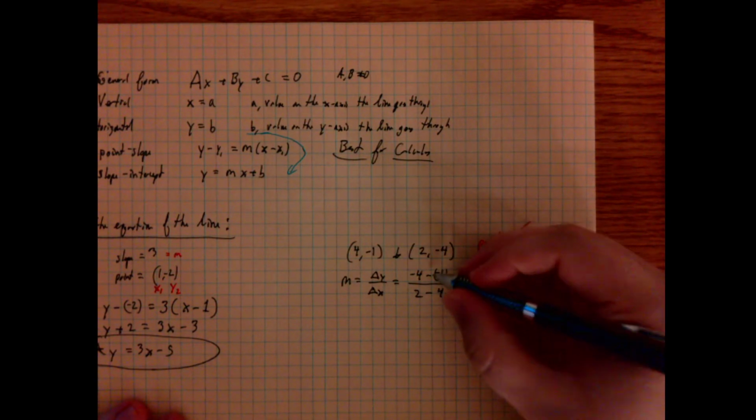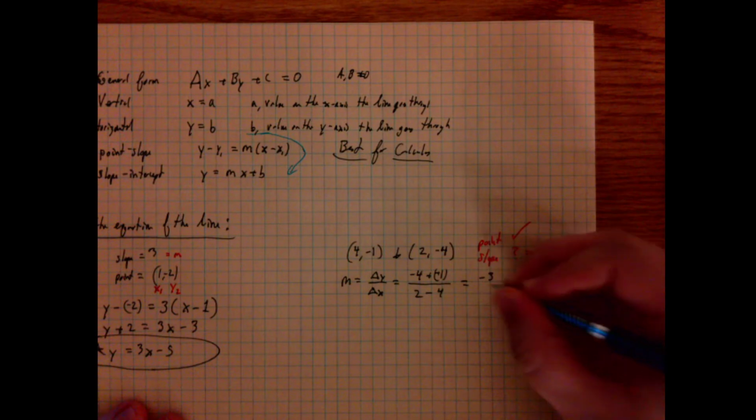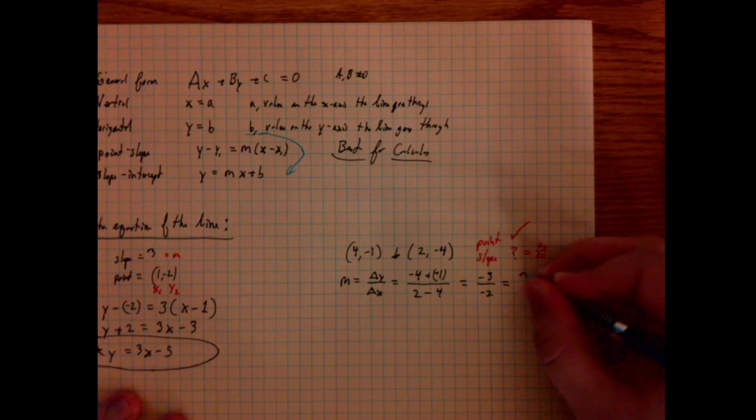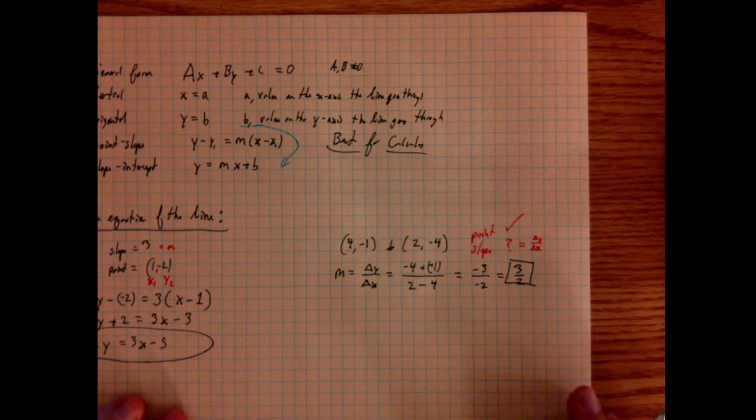From here, I simplify. Double negative and negative is positive. Negative 4 plus 1 would be negative 3. 2 minus 4 would be negative 2. And double negative makes that positive, so I'd have 3/2. And remember, what order you do it in doesn't matter, but that's my slope.